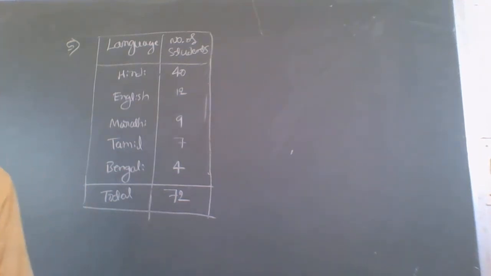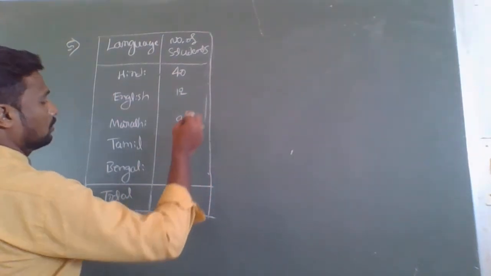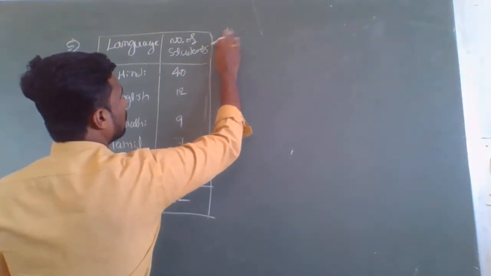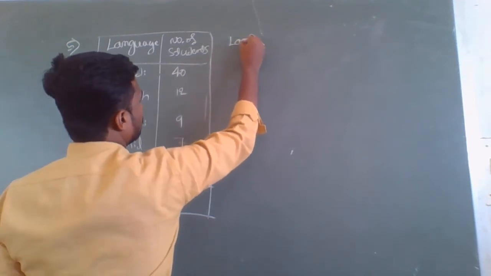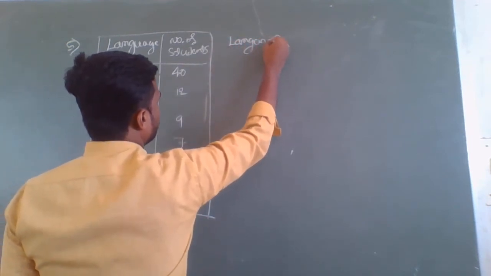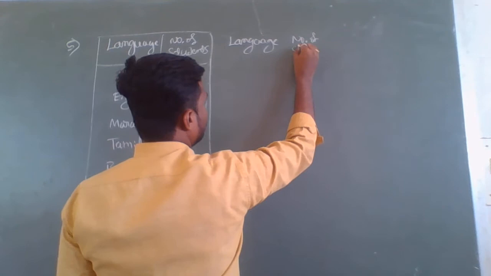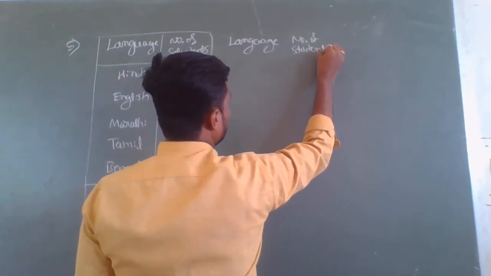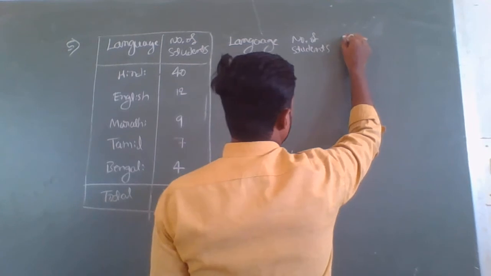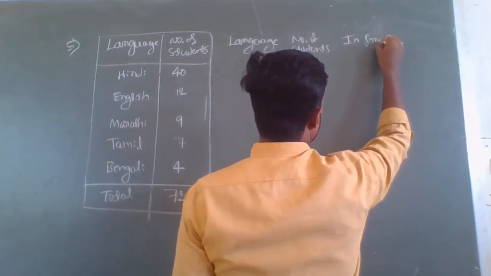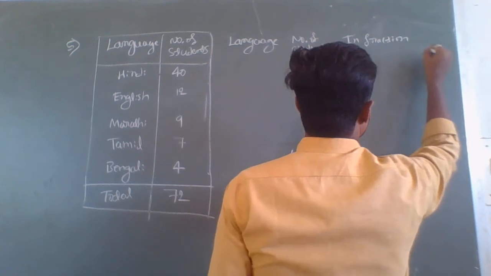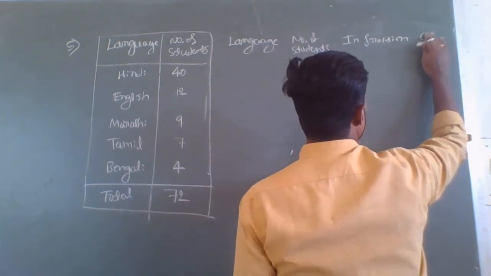So here first we have to find out the central angle. For that, what we have to do? Language, number of students, and we have to write this in fraction. After that, central angle.